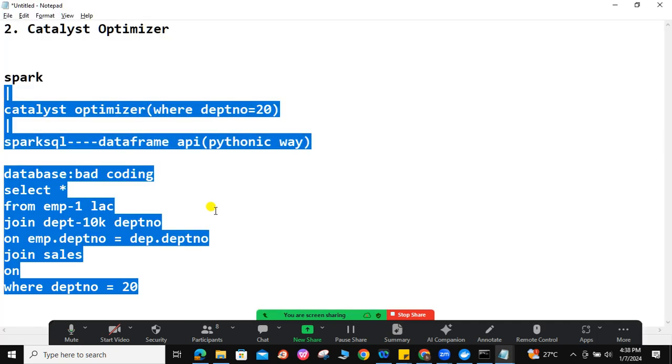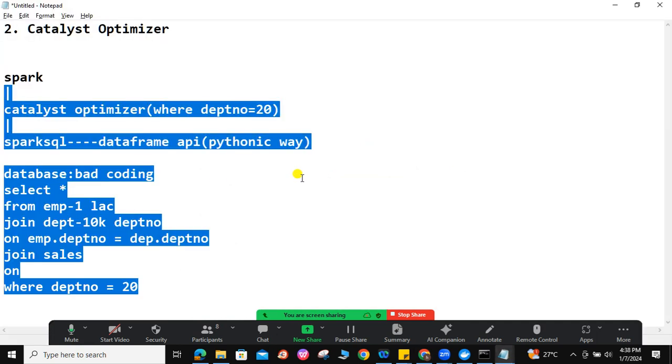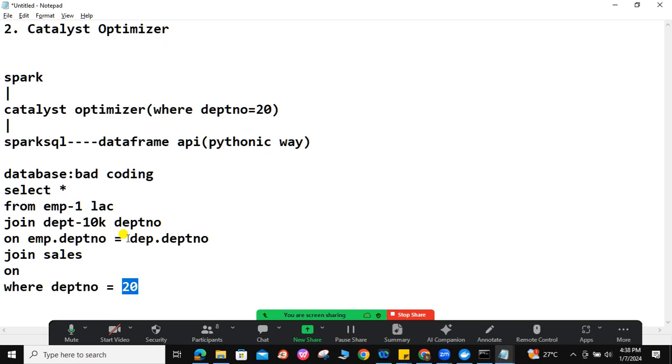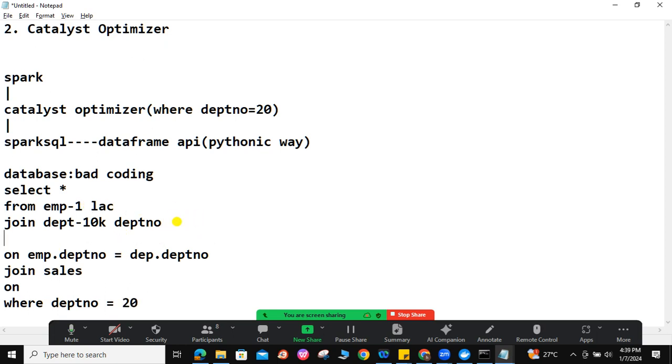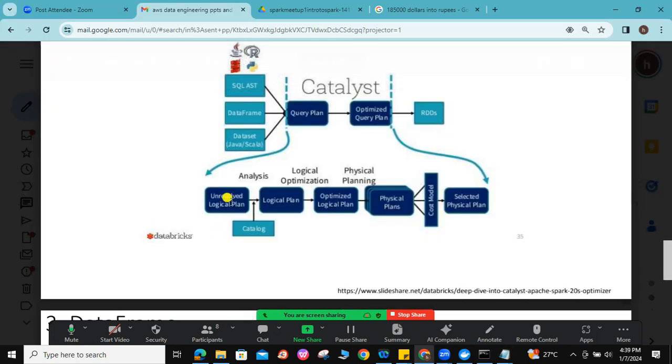If you write bad code also, it internally understands that this is bad code. If you see here, where department number equals 20 is written below, but internally it picks it up and tries to put department number 20 here. That is what logical optimization is. Even if you have 500 lines of code, it completely scans your code and builds it in an optimized way. That's what the optimized logical plan is.